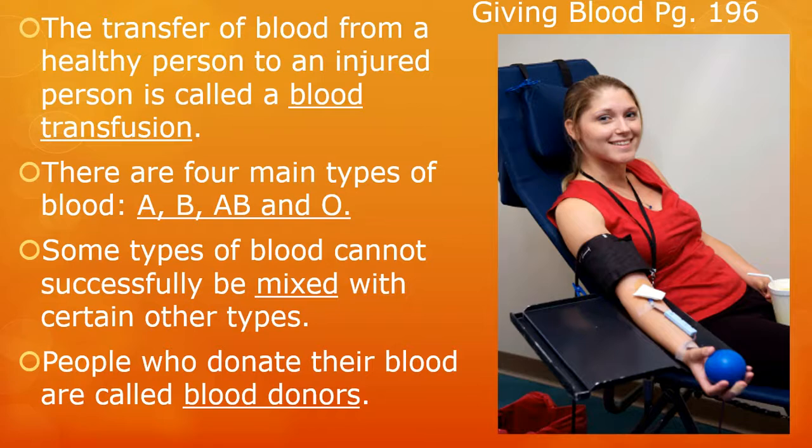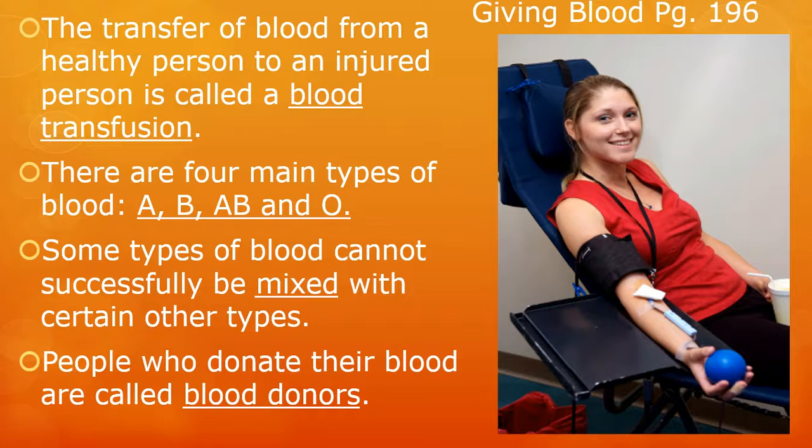Some types of blood cannot successfully be mixed with certain other types. Remember I told you how our white cells will make antibodies? Well, for instance, I have the blood type O, and my body has made antibodies against type A and type B. So if somebody put type A or type B blood into me, then it would not help me at all. In fact, it would probably kill me. So it's important that we don't give somebody the wrong blood type. So if somebody's going to have a blood transfusion, it is very important that we know what type of blood they have. So people who donate their blood are called donors.